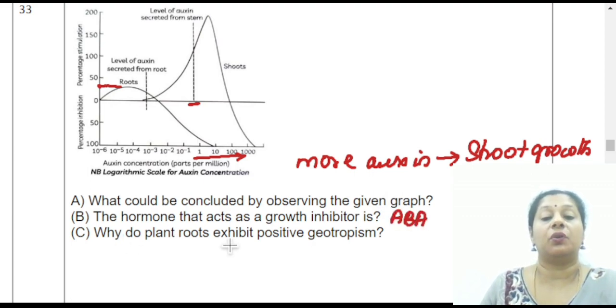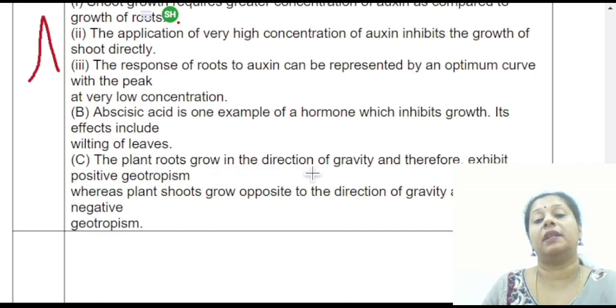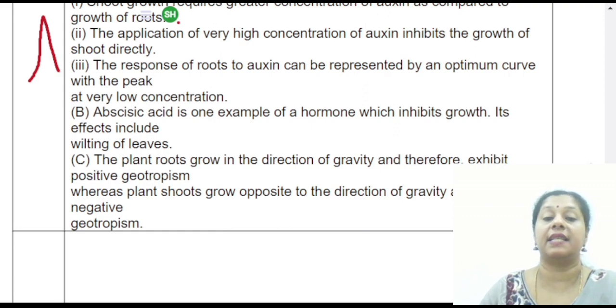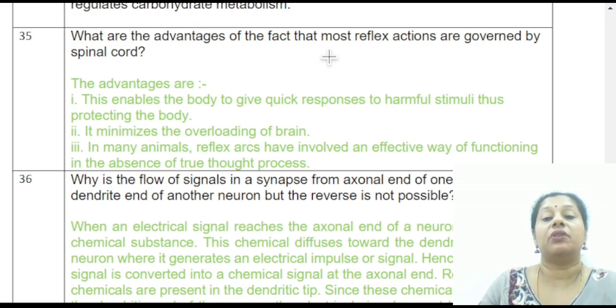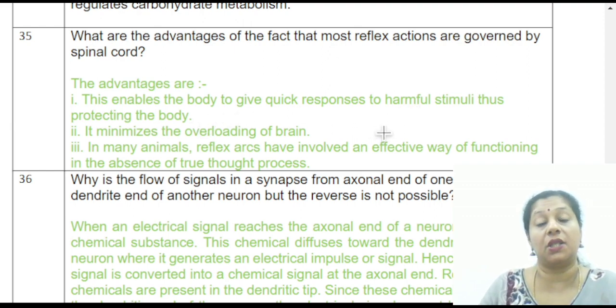Why do plant roots exhibit positive geotropism? The plant roots grow in the direction of gravity and therefore exhibit positive geotropism, whereas the shoots grow opposite to the direction of gravity, so we call it negative geotropism. What are the advantages of the fact that most reflex actions are governed by the spinal cord? This enables the body to give quick responses to harmful stimuli, thus protecting the body, because it's a very emergency situation. If the message goes to the brain, it can get delayed and the thinking process will also be involved. Without that, a quick response is made by the spinal cord.